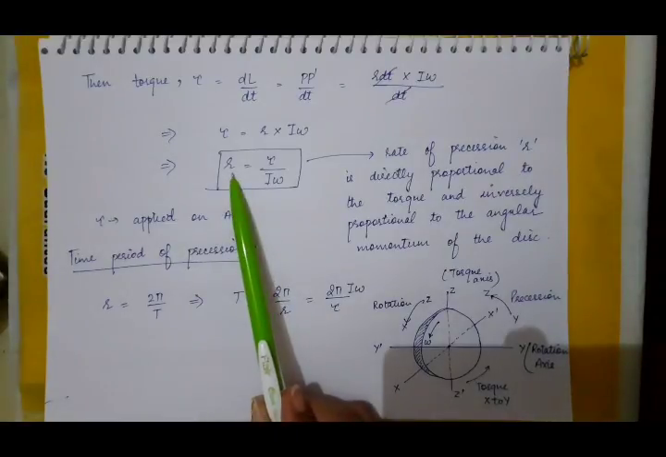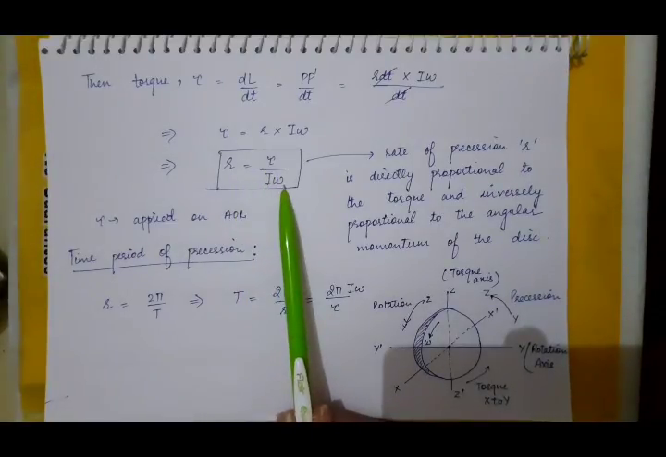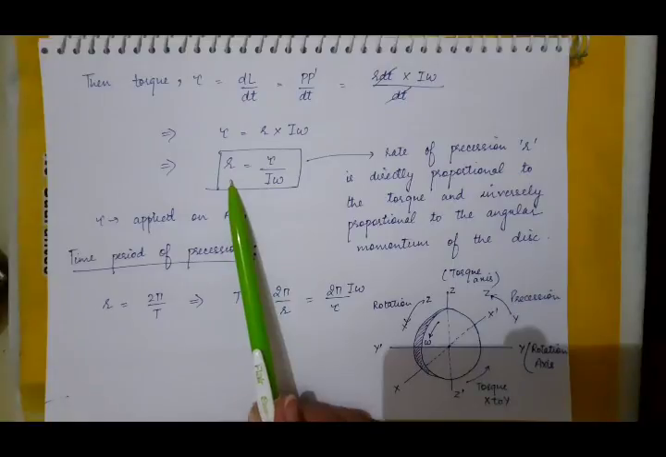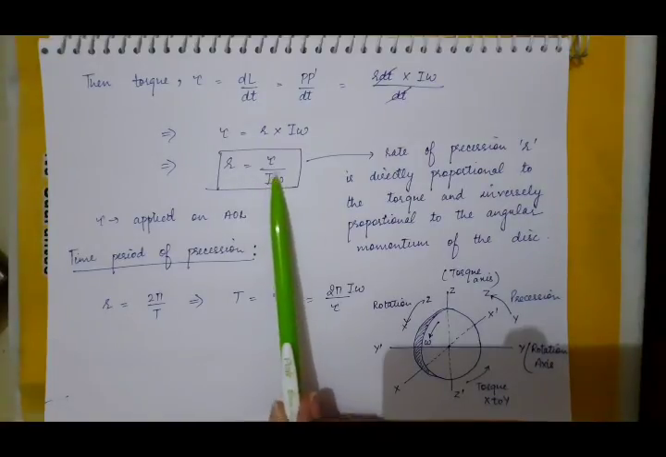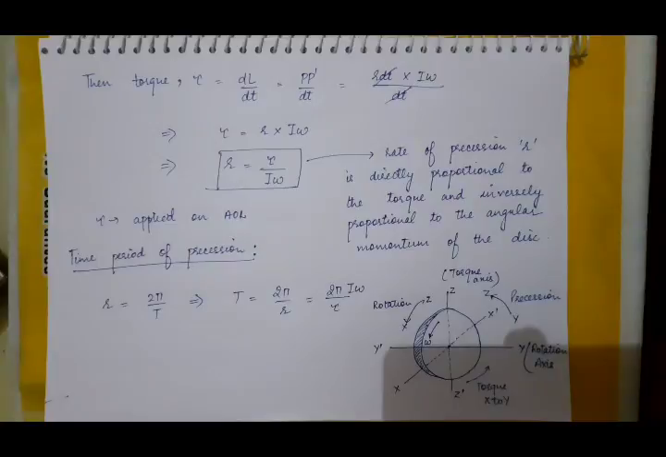So what will be the rate of precession? It is tau upon I omega. So rate of precession is directly proportional to the torque applied on the axis in a direction perpendicular to the axis of rotation, and inversely proportional to the angular momentum of the disk. So in this way, we have calculated the rate of precession of a circular disk, or you can say of its axis of rotation. And now, what will be the time period of this precession?